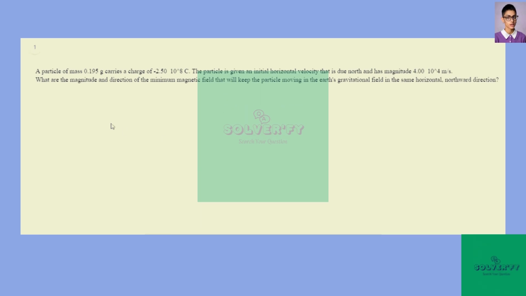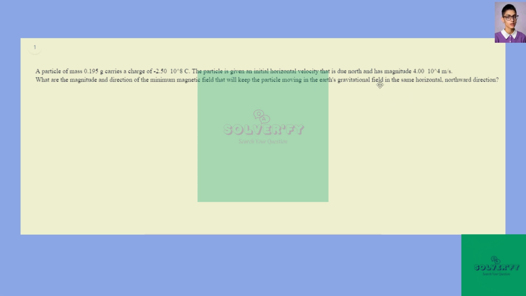This is chapter 27, problem number 2. We have a particle of mass. This is given. The charge is given. It's a charged particle, and it has an initial horizontal velocity that is due north, and the magnitude and direction of the velocity is given. We're asked what the magnitude and direction of the minimum magnetic field is that will keep the particle moving in the Earth's gravitational field in the same horizontal northward direction.